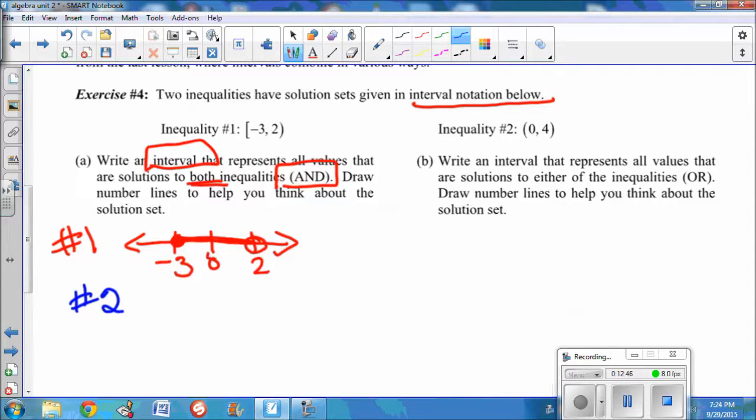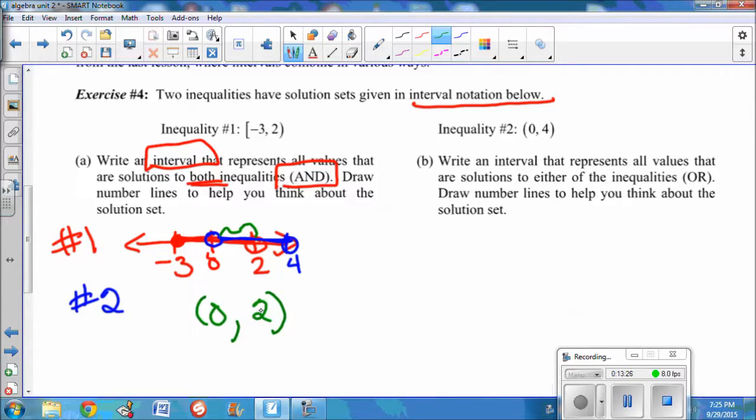So 0, all the way up to 4, right? And now, where do those two inequalities overlap each other? The and. So right in there. So what is that green piece that I just bracketed in? That goes from 0 all the way up to 2. We didn't include 0 there. All the way up to 2.